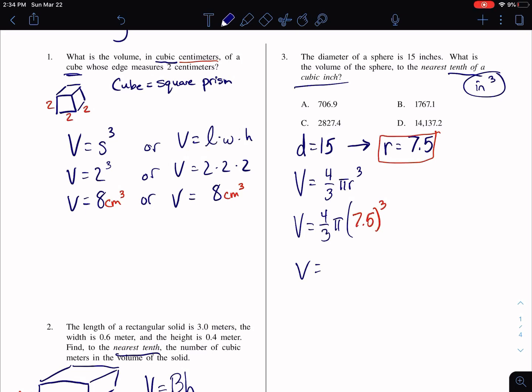Okay, again, as I always want to remind you, don't forget about that alpha y equals button. Okay, so we've got 4/3. Okay, and what I'm doing here, you can't see it, it's off screen. I will try and get in the next few days a way to kind of show you this on screen, but I'm plugging in 4/3 pi and then 7.5 to the third power. Okay, and that's going to give me 1767.145868.